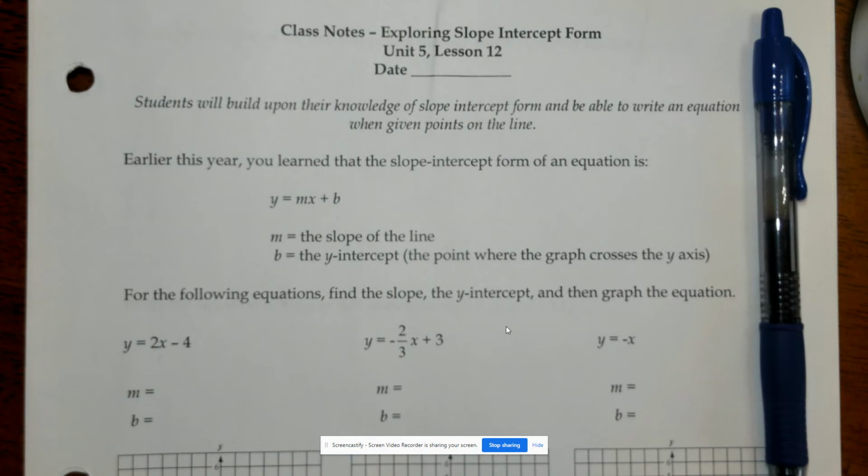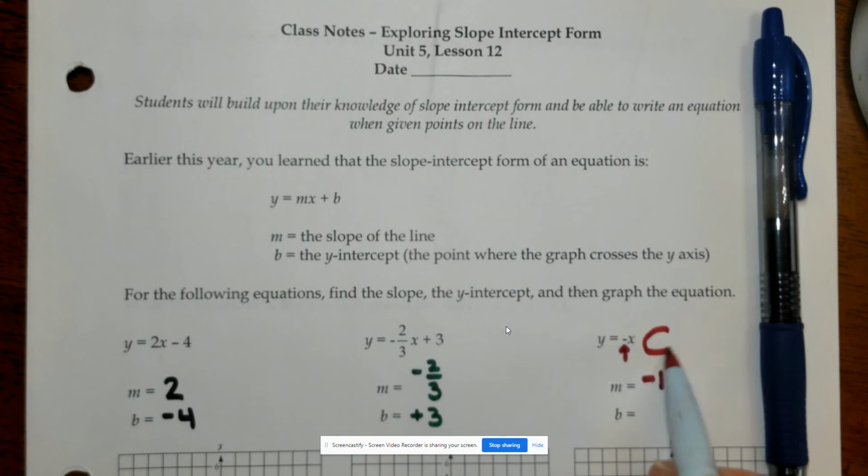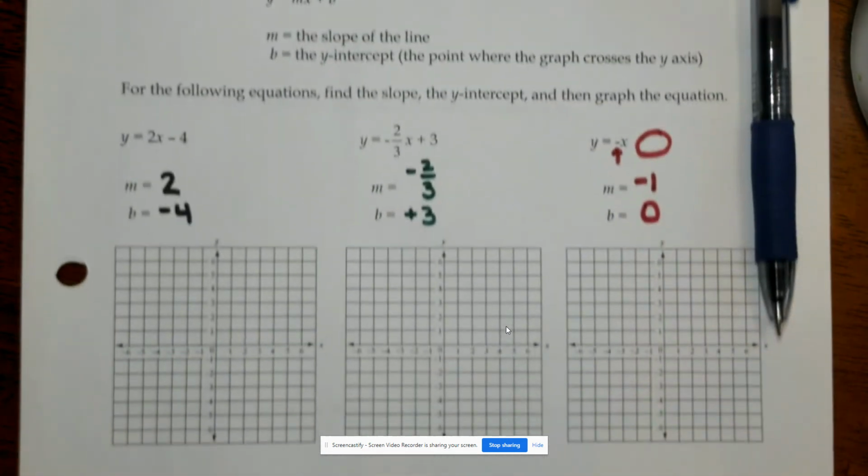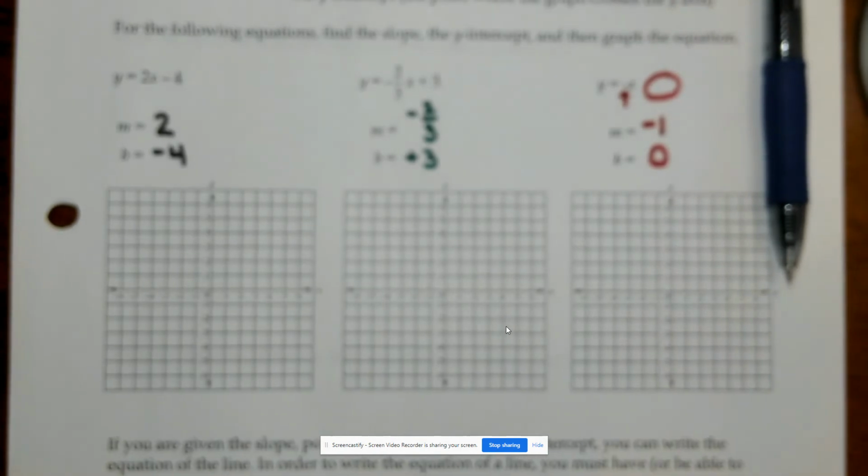So what we're going to do here is just identify the slope and the y-intercept based on the equation. So 2x, the 2 in front of the x, is your slope, minus 4, the constant at the end, is your y-intercept. Then we've got y equals negative 2/3 x, the coefficient negative 2/3 being your slope, the plus 3, the constant at the end, being your y-intercept. Last but not least, you've got y equals negative x. So in front of the x, that negative sign, remember, represents -1. And b, because you don't have any sort of constant here at the end, there's no plus anything, your y-intercept is 0.